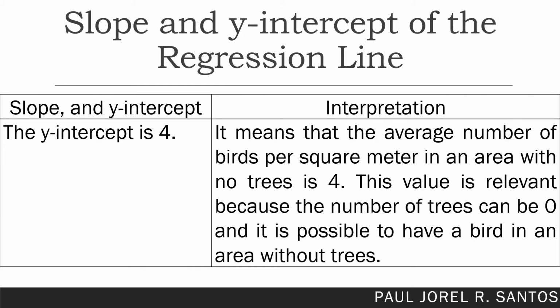If you interpret the y-intercept, which is 4, it means that the average number of birds per square meter in an area with no trees is 4. Meaning, even though there is no tree in a certain place, it is expected that there are still birds in that place. This value is relevant because the number of trees can be 0, and it is possible to have a bird in an area without trees.